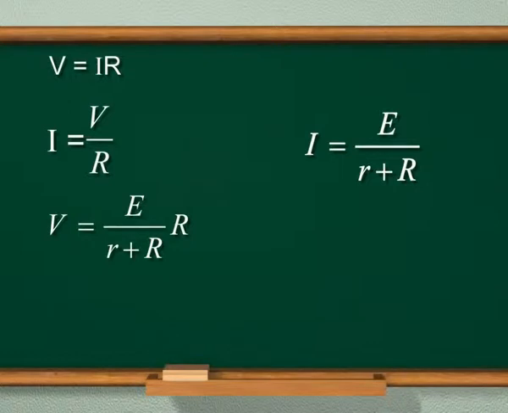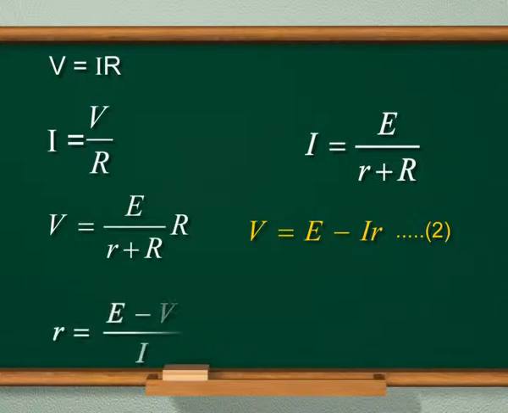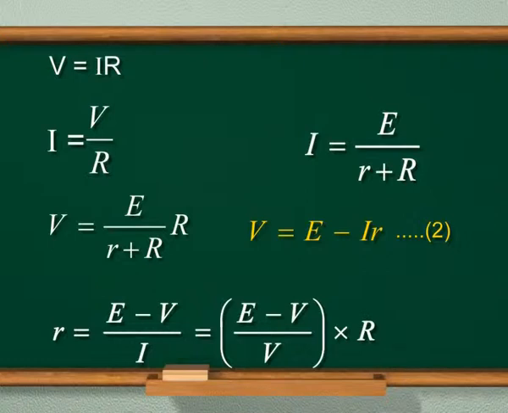Using the value of V as E minus Ir from equation 2, we can write the internal resistance of a cell, small r, as E minus V upon I, which is equal to E minus V upon V into capital R. This is the desired relation for the internal resistance of a cell.